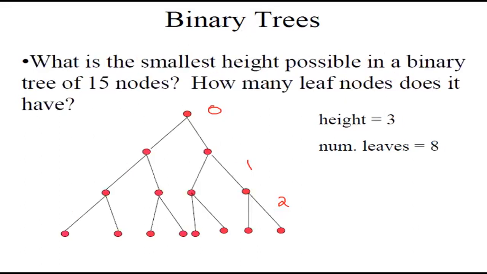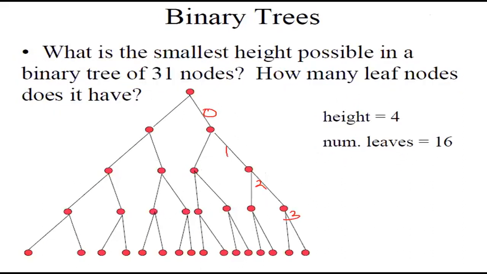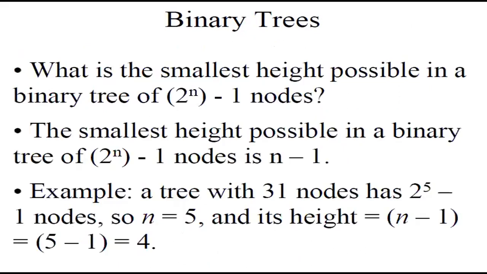So what is the smallest height possible in a binary tree of 15 nodes? How many leaf nodes does it have? So in the binary tree of 15 nodes, the height will be 3: 0, 1, 2, 3. If you count the number of nodes, there are 15 nodes, and the number of leaf nodes will be 8. Similarly, with 31 nodes, you can check. So with respect to this, we will have a formula actually.